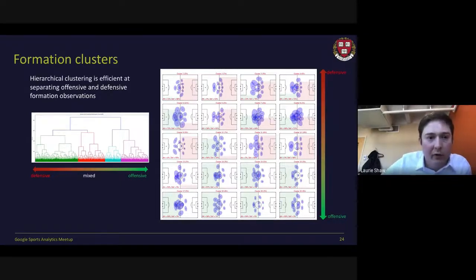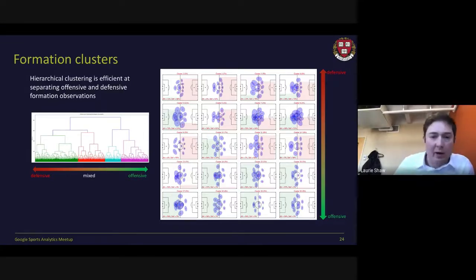unique formation clusters. One of the things to point out here is that the hierarchical clustering is very efficient at separating offensive and defensive formation observations, even though the compactness, or how compact the formations are, cannot be used as a discriminator because of our scaling factor.